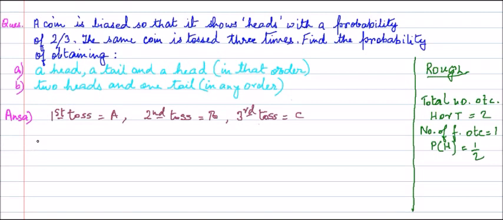So the total probability of these 3 tosses, that is A and B and C. The biased coin has been tossed 3 times, so it is A and B and C. All the 3 events have occurred. So it is A and B and C. The combined probability is equal to the product of the probability of each individual toss. So it is this.